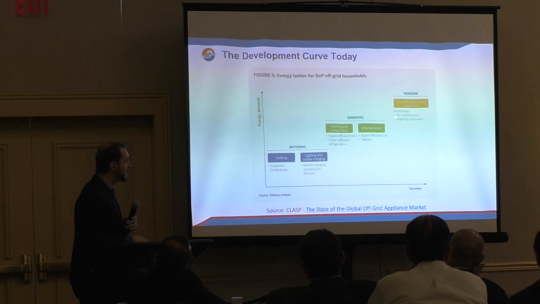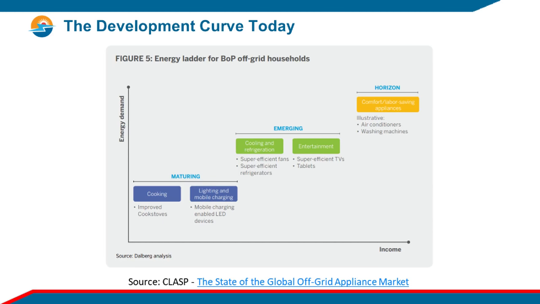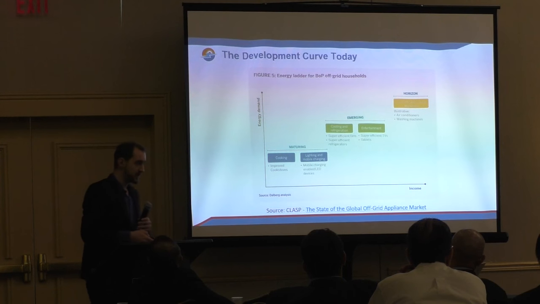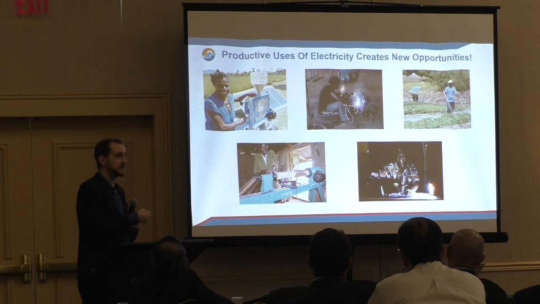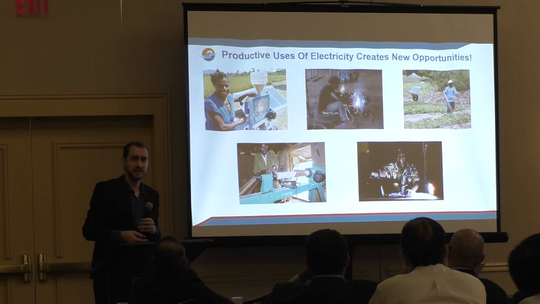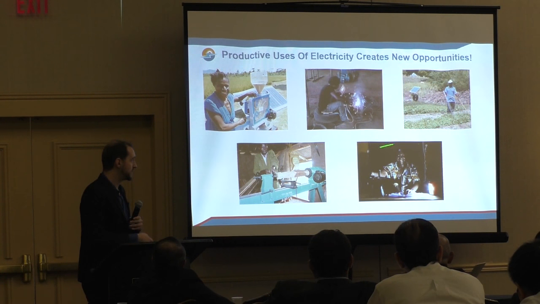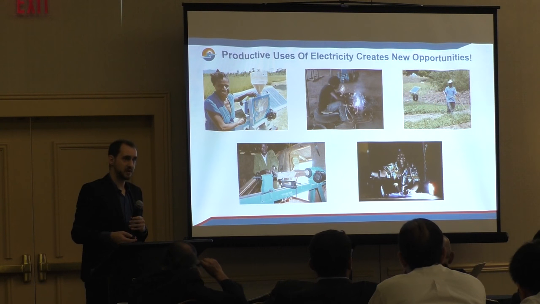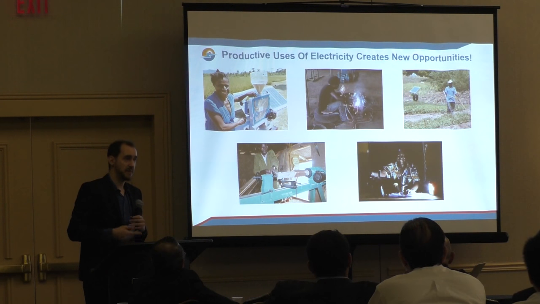And on the horizon, we have a couple of new opportunities appearing. On this graph, it mentions air conditioning and washing machines, but I would like to mention one more thing: productive uses. All those different ways people can use electricity to actually increase their own income. This can range from solar milling to solar welding, solar pumping, and a wide variety of uses. It can be as simple as lighting in addition to a conventional technology, or as complicated as welding, which is a really high peak power load from a technical standpoint.